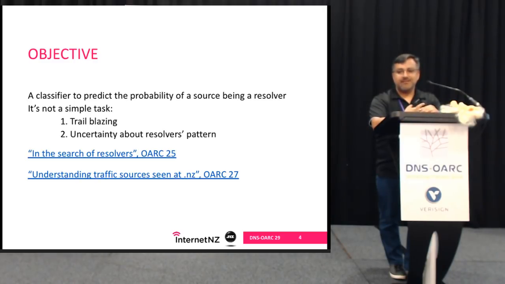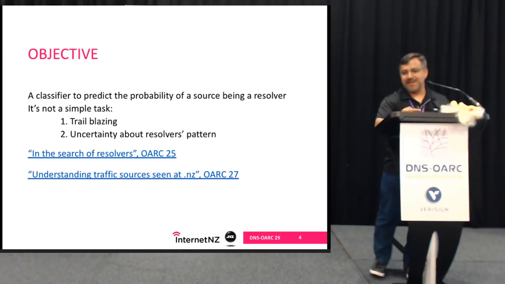But it's not a simple task, because we've been trailblazing on this work for a long time. As there are multiple implementations out there, you wouldn't have complete certainty about what pattern a resolver will follow in DNS traffic. So we started searching. We had an early presentation at OARC 25, I think in Dallas. Then we followed that up, understanding the traffic, at OARC 27. Now we are at OARC 29, and we're finishing the work. So 2 years in the making.